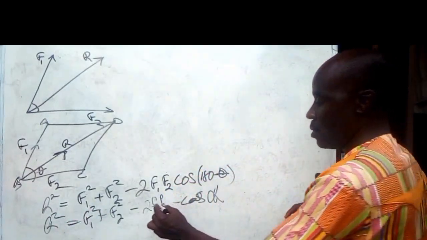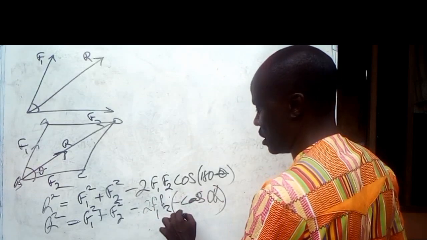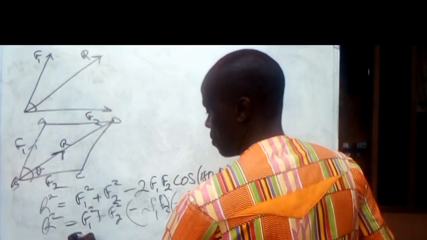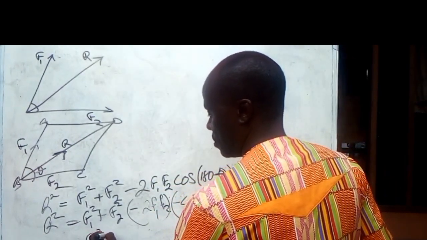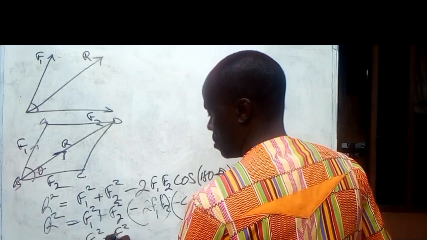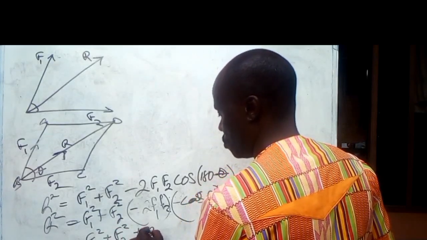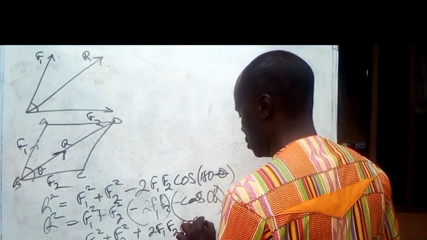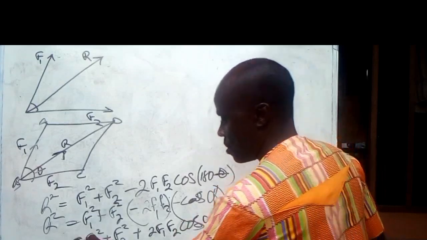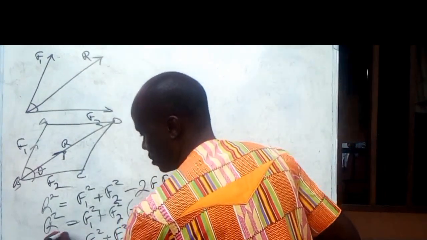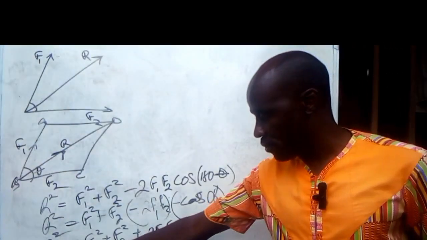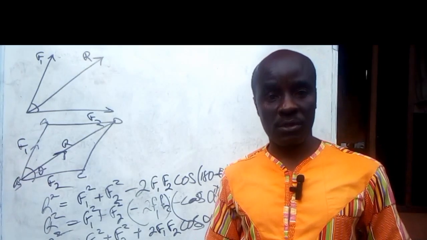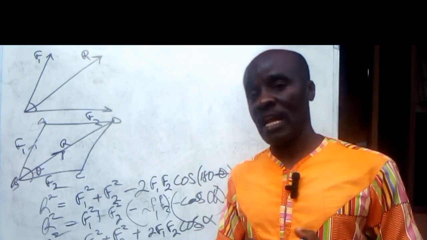So with this, the cos here, multiplying what we have here, we change it to plus. We have F1 squared plus F2 squared plus 2 F1 F2 cos alpha equal to R squared. This will give us the basic formula for calculation of the resultant force of two forces acting at a point.